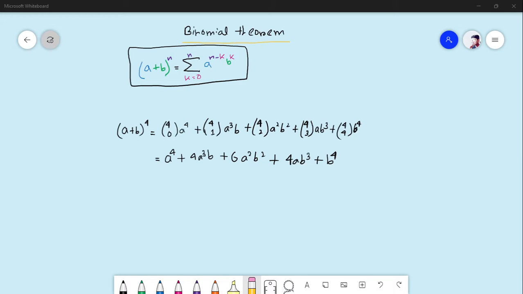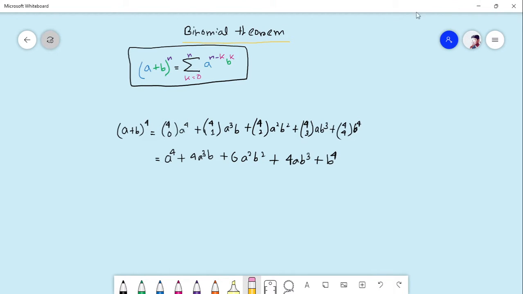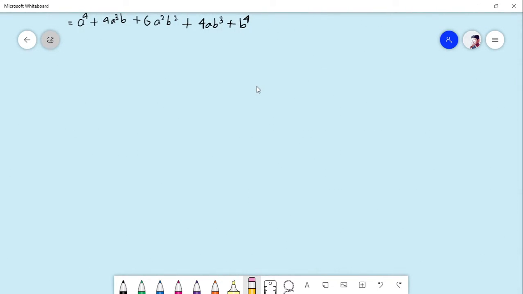In the previous video, we expanded a plus b to the fourth power by using the traditional binomial theorem. In this video, we're going to look at the same thing from a different viewpoint, which is Pascal's triangle. First, what you need to do in Pascal's triangle is set up that triangle. To do that, you put a base of 1, 1. This is the first line, and this is the second line.